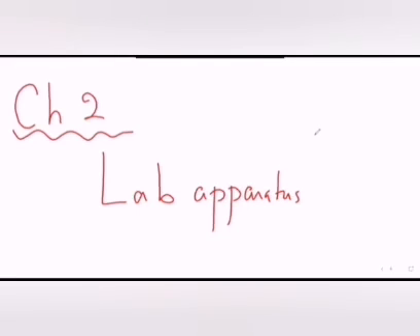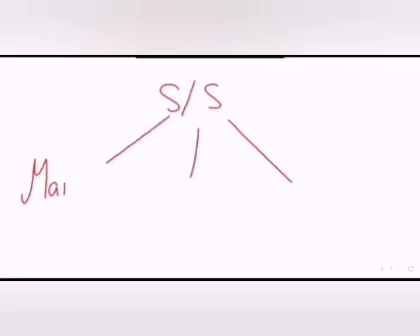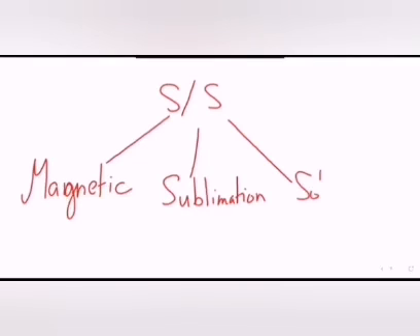In this chapter, we have to discuss the separation methods that we should classify according to the mixtures that we are separating. If we have a solid-solid mixture, then we can separate it by different methods. One of them is the magnetic method. The other way is the sublimation method. And the last one is the solvent extraction method.